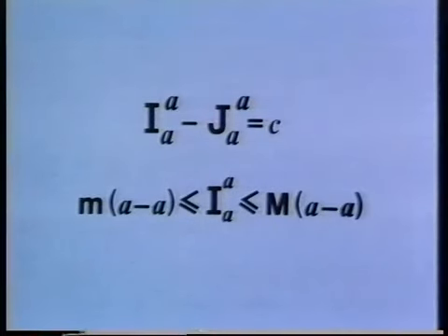But let's look at IAA. By the boundedness axiom, little m times a minus a is less than or equal to IAA is less than or equal to capital M times a minus a. So IAA is trapped between 0 and 0, and so must also be 0. Similarly, JAA must be 0. Therefore, the constant c is also 0. So the constant by which the two integral functions differ is 0, and hence all integral functions coincide.